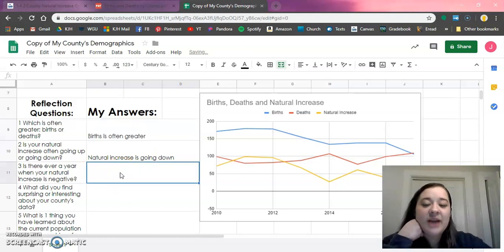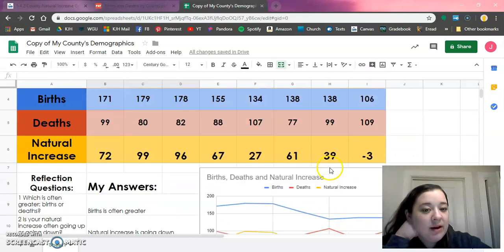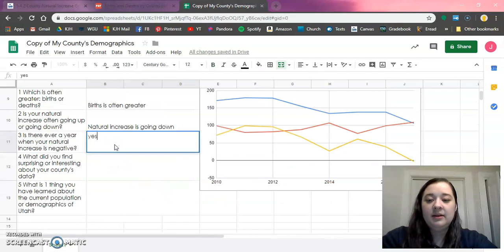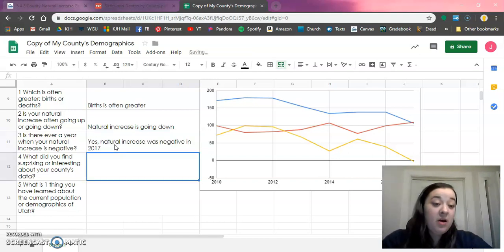Is there a year when your natural increase is negative? Now that you could see one of two ways. If I'm looking at my graph here, here's 0, here's negative 50. It's where I peak below there. But also we have our data right there that shows us. So I can say, yes, it was negative. Yes, natural increase was negative in 2017. And yours might be no, and that's okay, because it just means that we are having a lot of growth.